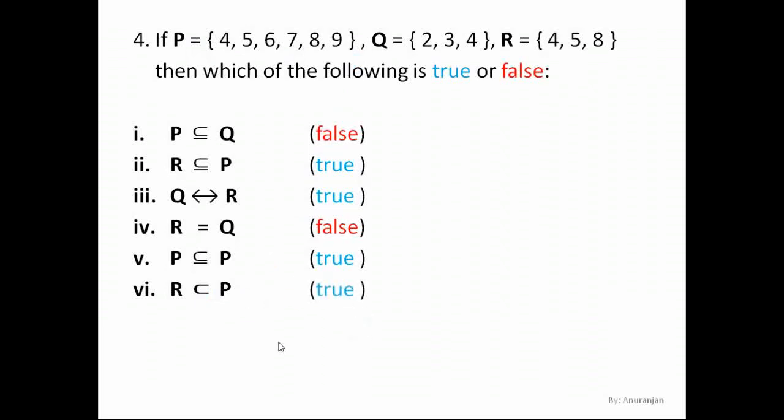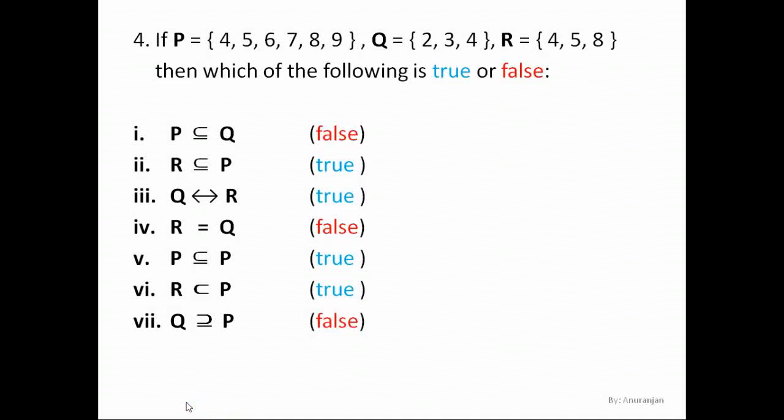Next, Q is a superset of P. Now to be a superset, P has to be a subset of Q. Let's see if P is a subset of Q. No. So P is not a subset of Q. Then how can Q be a superset of P? Not possible. So it is false.